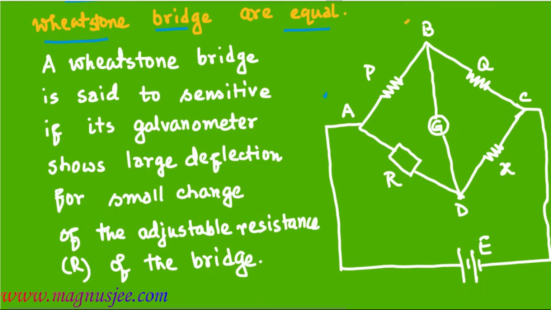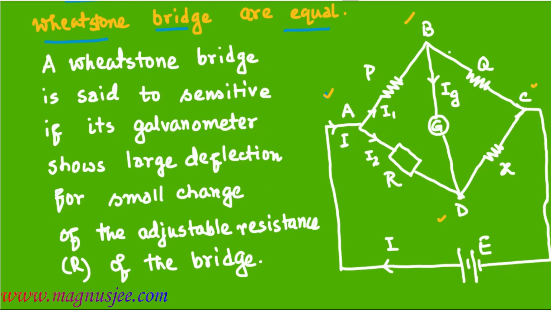four resistances P, Q, R, X along with a battery form a Wheatstone Bridge, and four resistances P, Q, R, S form a quadrilateral ABCD. A constant current I is generated from the battery of EMF, and the current flows into the quadrilateral. I1 is the current which is flowing through the resistance P, and I2 is the current which is flowing through the adjustable resistance R.